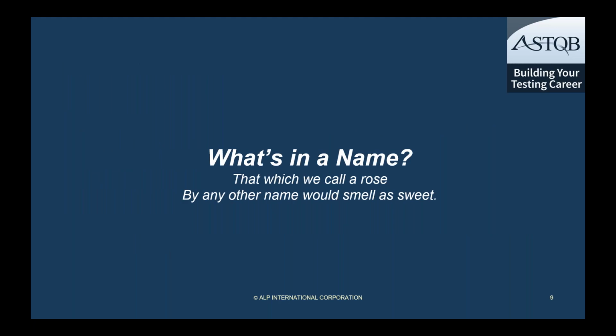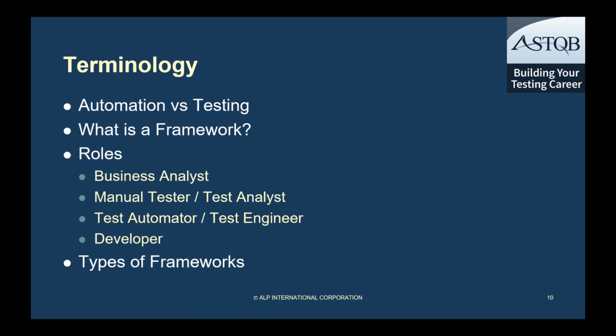So let's go to another very famous line. What's in a name? That which we call a rose by any other name would smell as sweet. Of course, famous quote from William Shakespeare, Romeo and Juliet. Now, what's interesting about this quote is the name part. And when we talk about test automation, we really need to think about what these names mean and what the terminology means. And is it really automation or is it testing? And what's the difference? And what really is a framework? And when we're talking about roles, what roles do we need to have? And then what types of frameworks are there? And what are the differences?